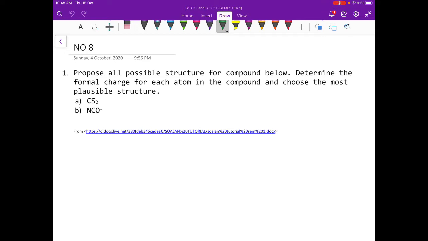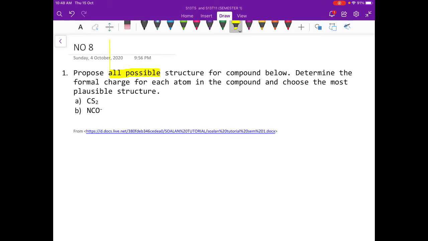So in this video we are going to discuss the tutorial question, which is question number 8. Propose all plausible structures for the compound below, determine the formal charge and choose the most plausible structure. The key word is "all possible", meaning that when you propose the structure, you must propose a minimum of 2 structures. It can be 2 or more. If you only propose one structure, it is wrong, because this question asks you to propose all possible.